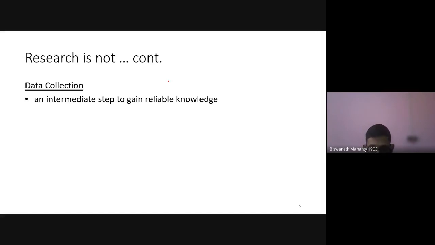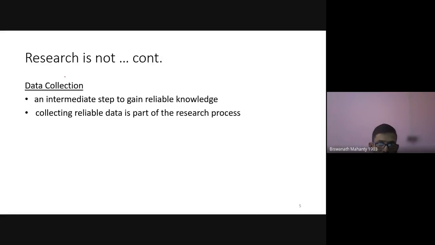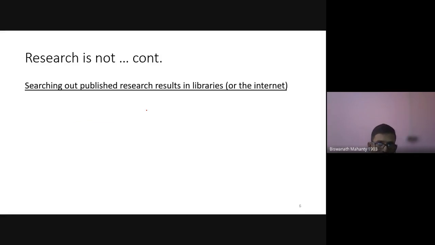Many journals publish letters, very short, 3-4 pages, of scientific understanding and scientific discussion on a topic. So anyway, these are all important aspects of collecting data to get reliable knowledge. These are all part of research, but by themselves cannot be research. Searching out published research results in a library or on the internet, we are not classifying it as research. But it does not mean that it is not valuable.